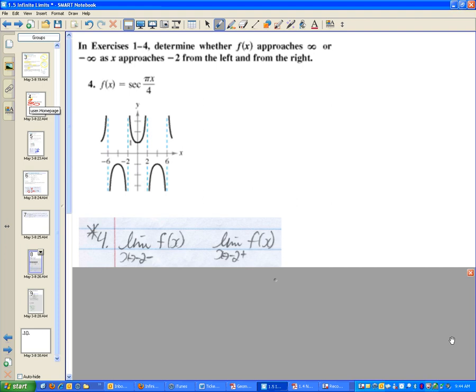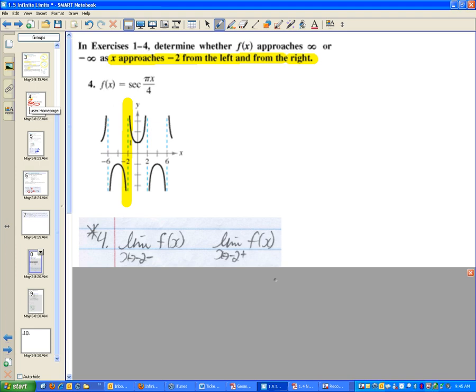Determine whether f of x approaches infinity or negative infinity as x approaches negative 2 from the left and from the right. So don't let the rest of the graph distract you. That's the vertical asymptote they're asking us about. Ignore the others. Do this by looking at the graph. You don't have to figure it out yourself.